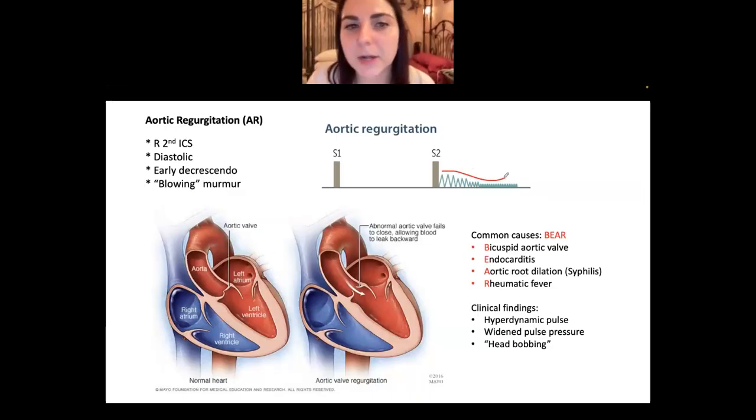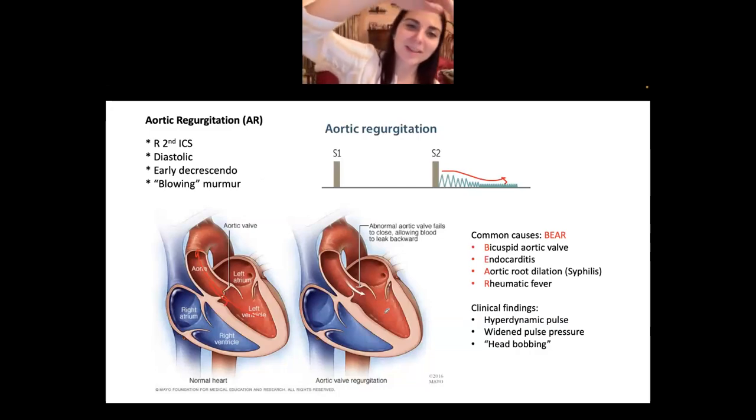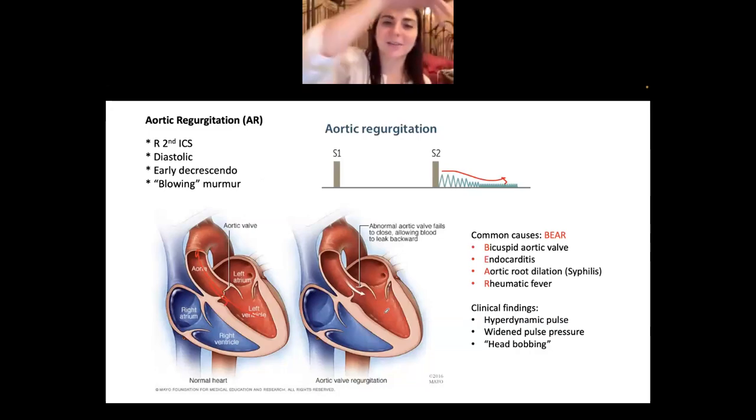But for this, how I kind of explain early decrescendo is, you're still listening to the heart. The heart is still pumping out blood. It's still pumping from the left ventricle to the aorta. It's just some of the blood kind of rushes back through the aortic valve. So imagine a roller coaster, when you're going up and then you get to the top, and it's like, ooh, you're right there, and then you fall back down. That's kind of how I think about this.